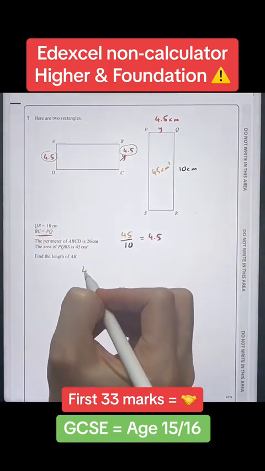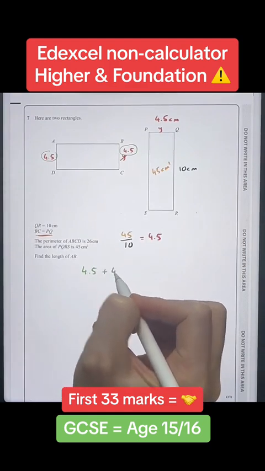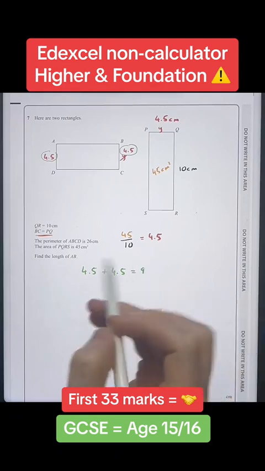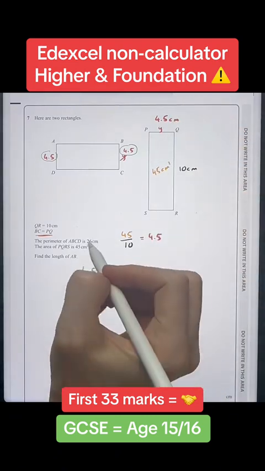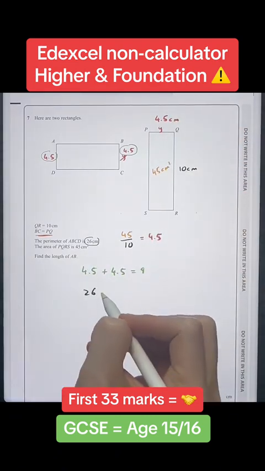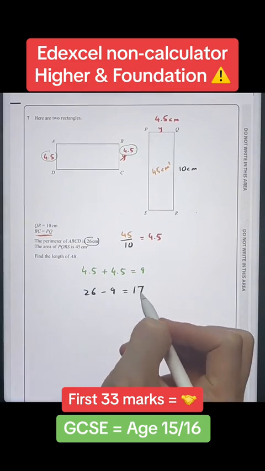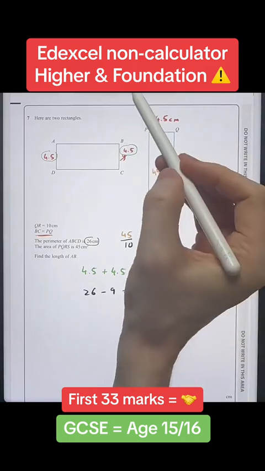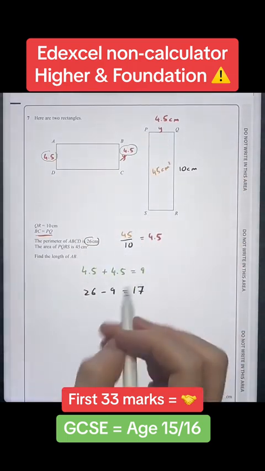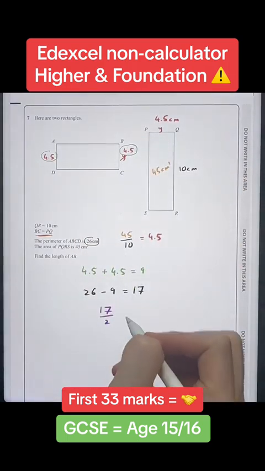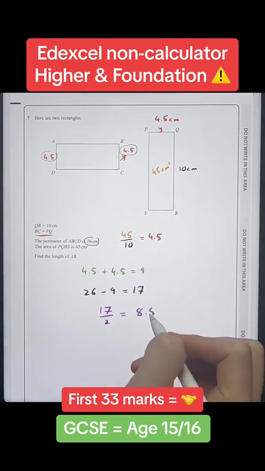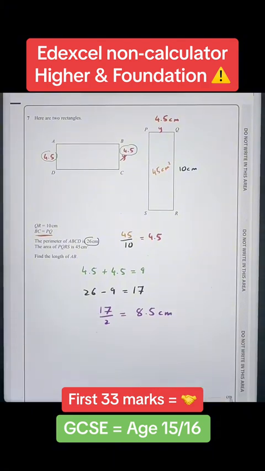Well, 4.5 add 4.5 will give us 9. Subtracting that from the total perimeter, which in this case was 26, so 26 subtract 9 will give us 17. And I know opposite lengths of a rectangle are equal. Therefore, to work out the length of AB, I'm just going to do 17 divided by 2, and 17 divided by 2 gives us 8.5. So therefore the length of AB is 8.5 centimetres.